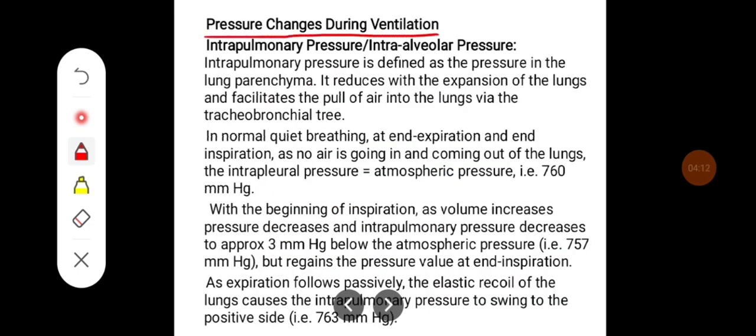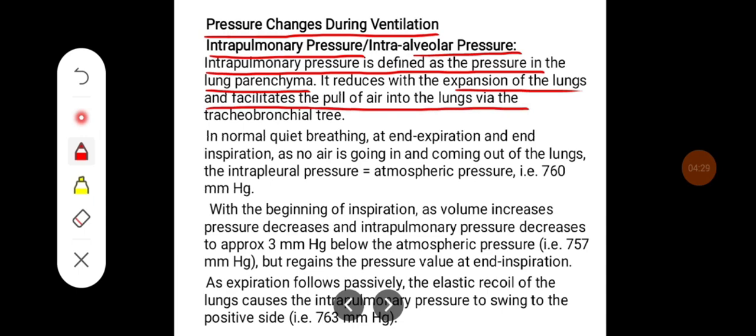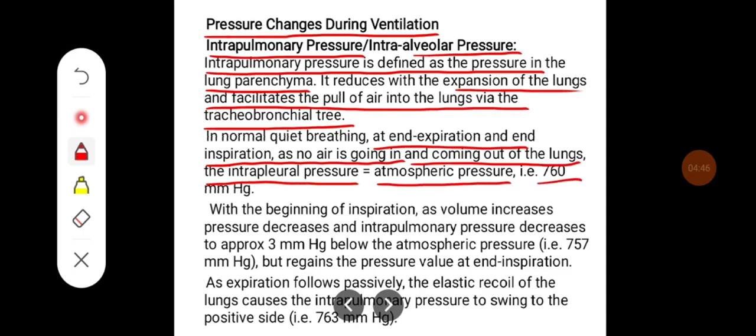Pressure changes during ventilation. The intrapulmonary pressure and intrapleural pressures. Intrapulmonary pressure is defined as the pressure in the lung parenchyma. It reduces with expansion of the lungs and facilitates the pull of air into the lungs via tracheobronchial tree. In quiet breathing, at the end of expiration and end of inspiration, as no air is going in and coming out of the lungs, the intrapulmonary pressure is equal to atmospheric pressure, that is around 760 mm of Hg.